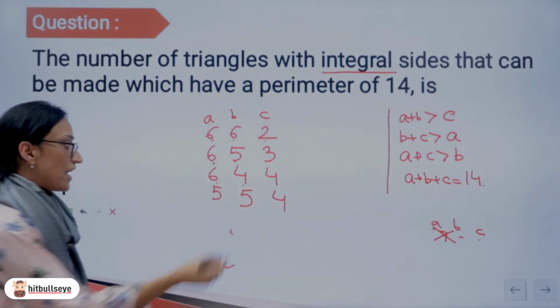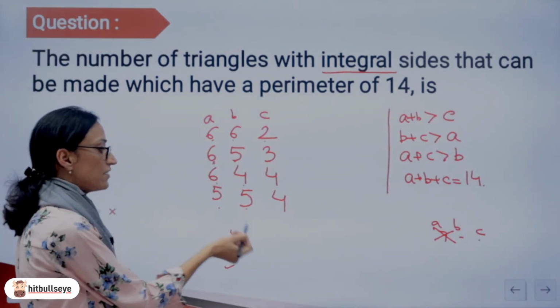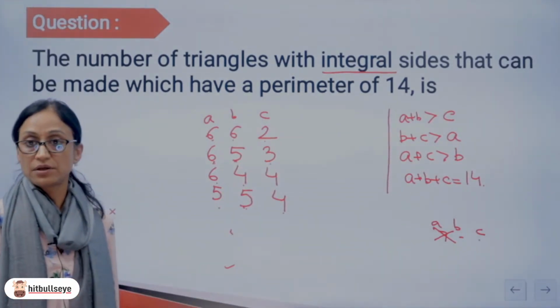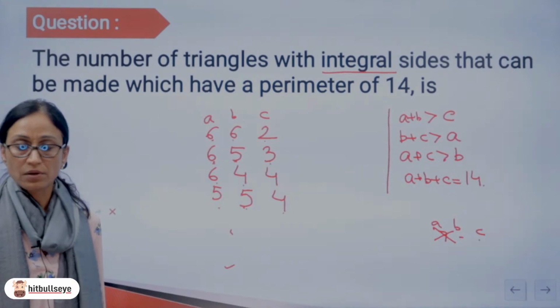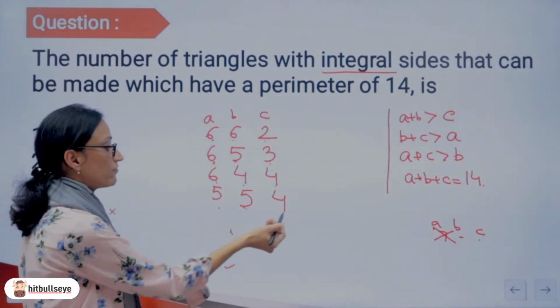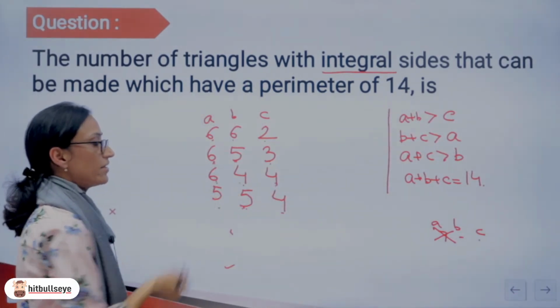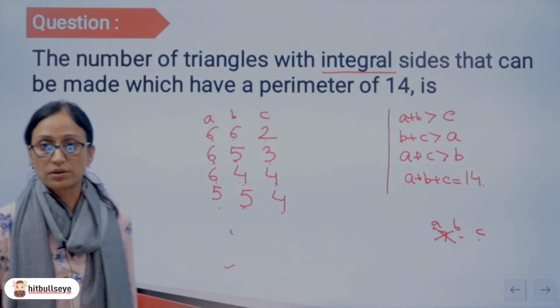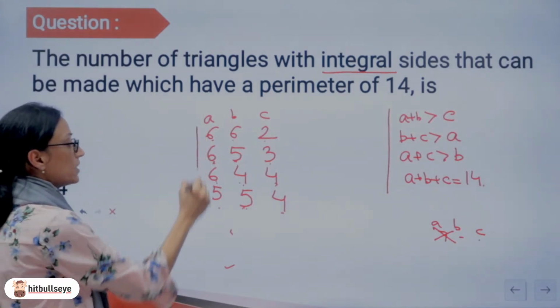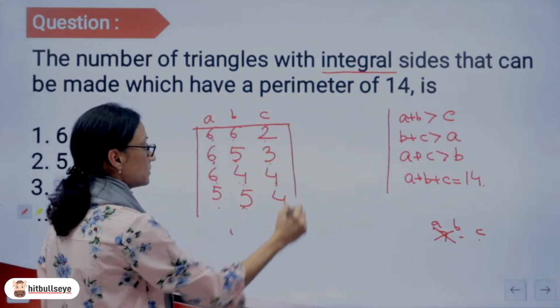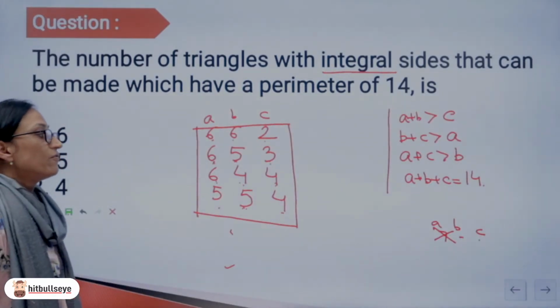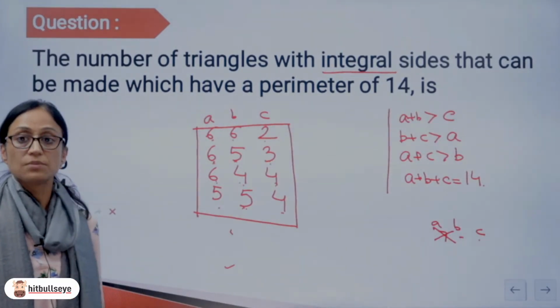Why? Because 5-6 combination is already there, 5-5 is there, 5-4 is there, 5-3 is already there, 5-2 and next one's not possible. 4-6 is already there, 4-5 is already there, 4-4 is already there, 4-3 and downward not possible, and so on. So these are the only combinations which are possible, which means there are only 4 such triangles possible.